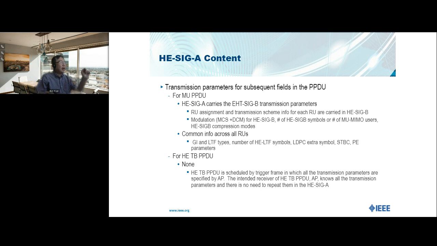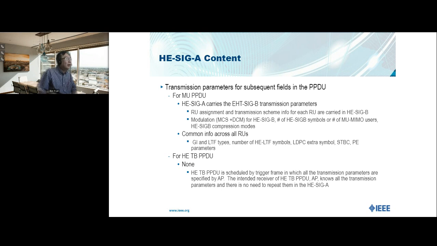Sorry, this is a typo here. I apologize. It should be the HE-SIG-B here. EXT is 11be, the next generation. This typo should be HE, which is 11ax. Apologize for the typo.